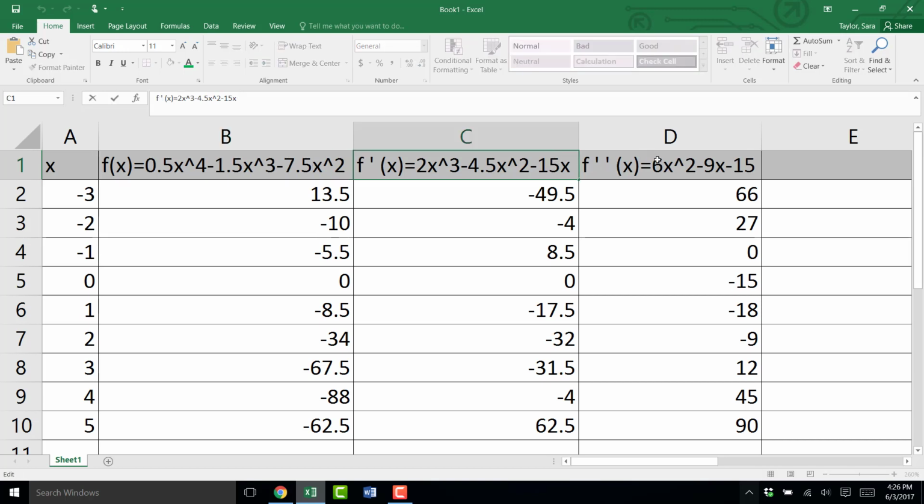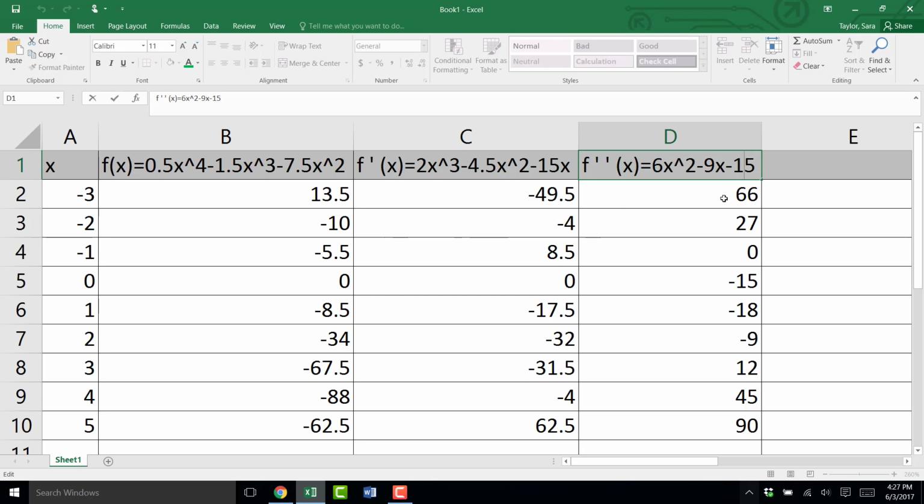And now to find the second derivative, I start with f prime and I find its derivative. So the derivative of 2x to the 3rd is 6x squared. The derivative of 4.5x squared is 9x. And the derivative of 15x is 15. All right, so I put those functions in.